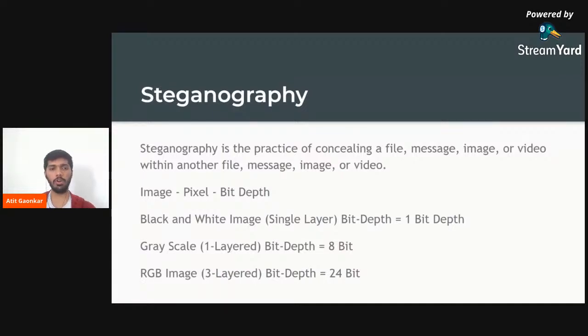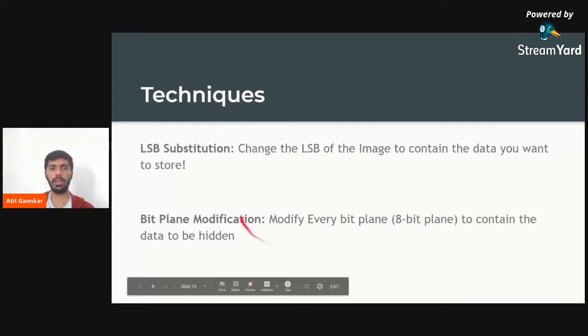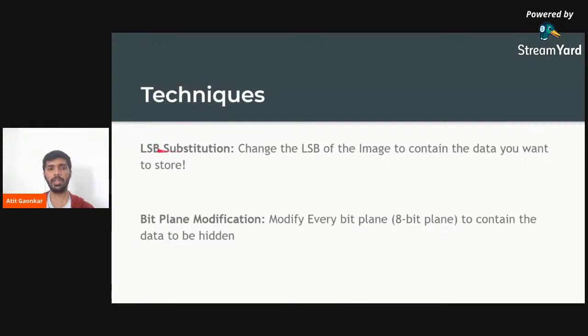Now, there are basically multiple techniques to do steganography, but we'll just discuss 2 techniques. The first technique is LSB substitution, and the next technique is bit plane modification. LSB substitution is a way to just change the least significant bit of the pixel. And since it is the least significant bit, the human eye will not be able to see the difference between the changed image and the original image.